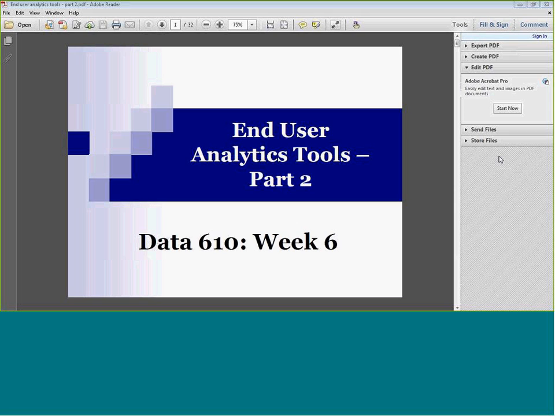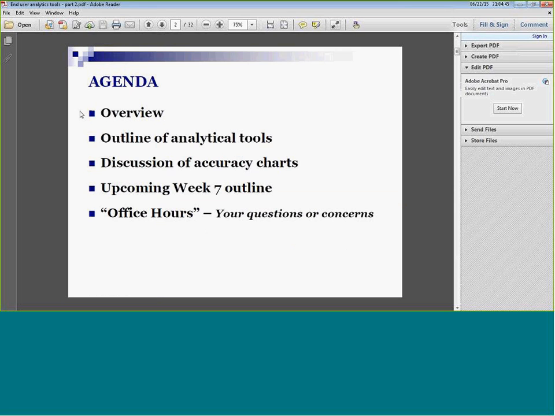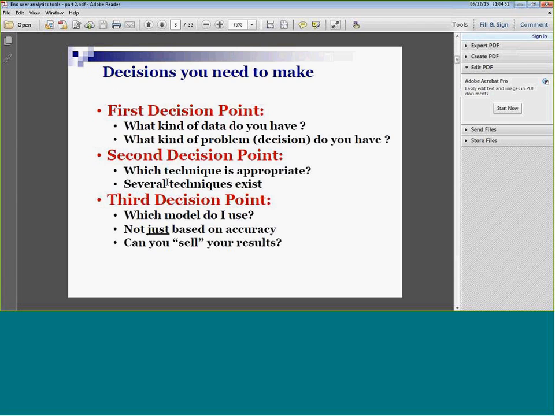So tonight we're going to take a little bit of a look at a couple of key things, and you'll see that when we get to it. We're going to look at analytical tools and discuss accuracy charts especially, and then we'll talk about what's week 7. Okay, so where do you start? You're going to build a model.